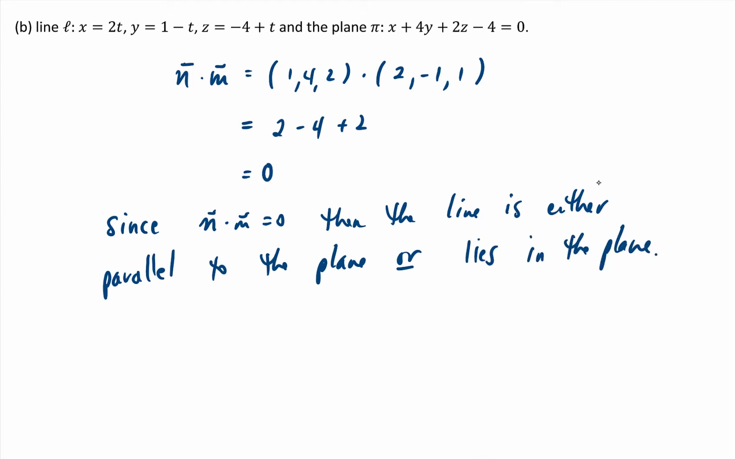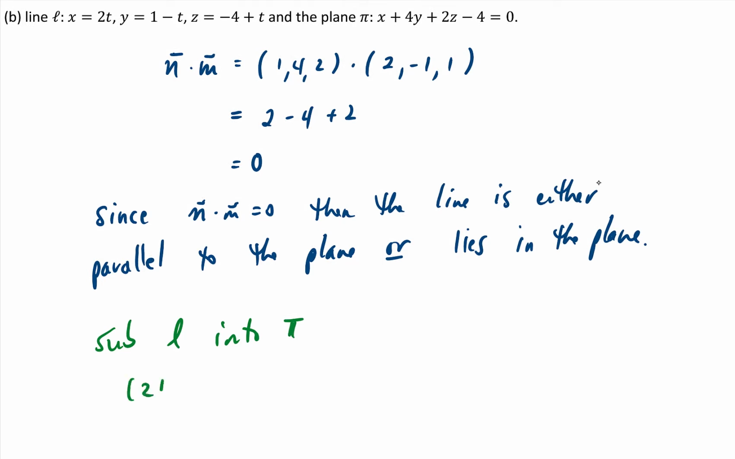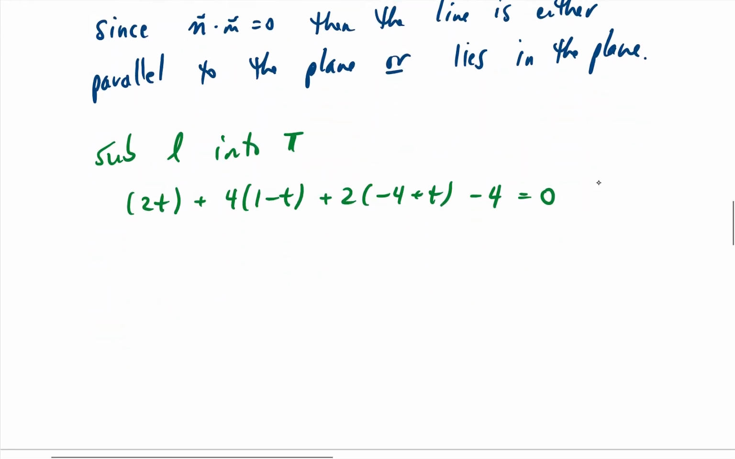So how can we determine which scenario this is? Well, we follow the same steps as we did before. We're going to sub the line into the plane. So we have 2t plus 4 times 1 minus t plus 2 times negative 4 plus t minus 4 equals 0. So let's see what happens when we try to solve for t for this example.